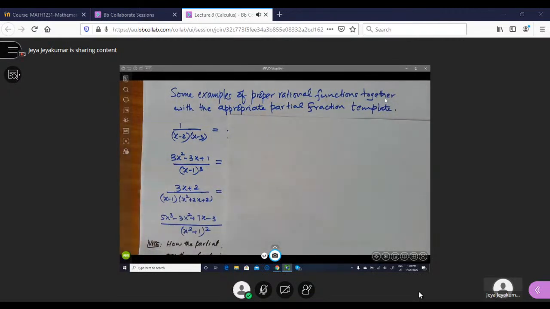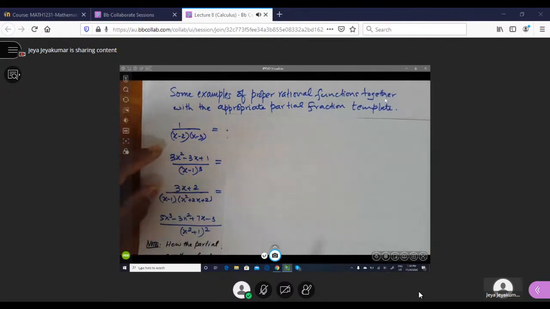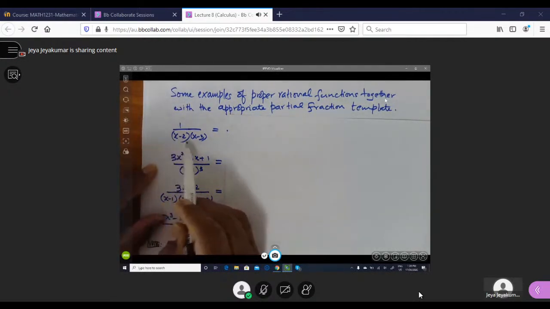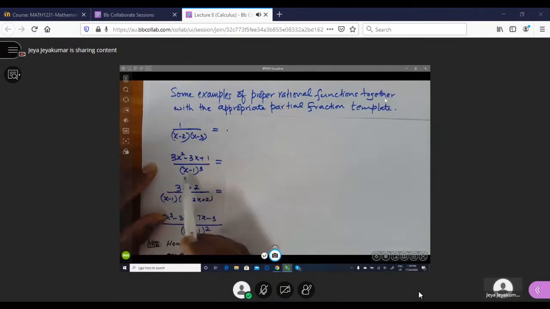Now, the second thing you want to notice here is that the denominators have been completely factorized. You cannot factorize anything further here: x minus 2 times x minus 3. Same as here, x minus 1 cubed. So the denominator has been completely factorized here. This cannot be factorized any further.